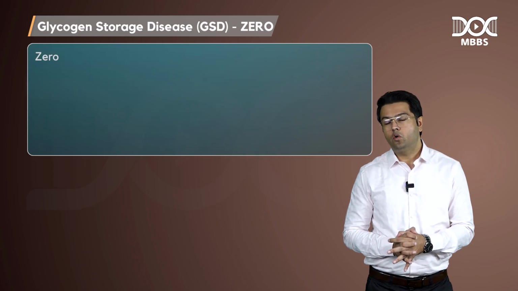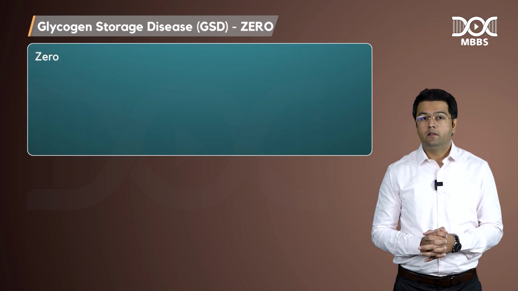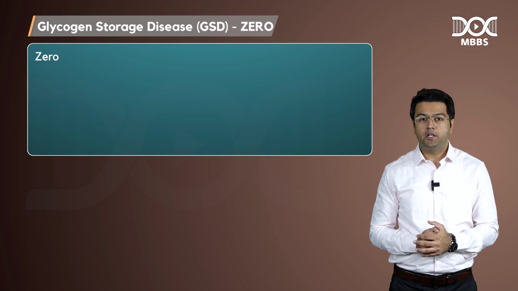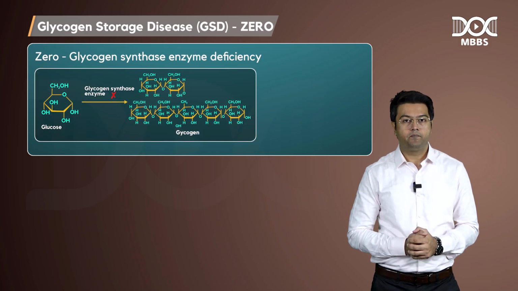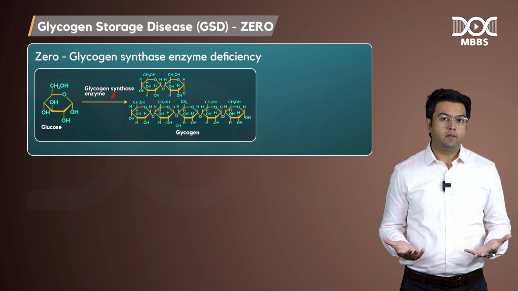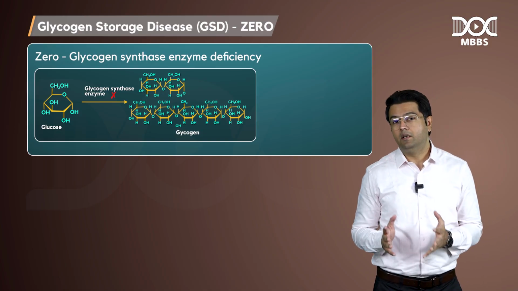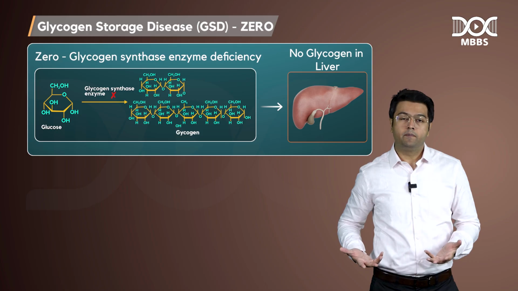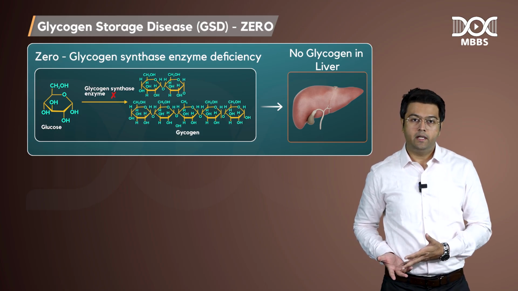So guys, 0 means what? The name of the enzyme which is deficient here is glycogen synthase. So guys, if there is no glycogen synthase, what will happen? There will be nil amount of glycogen in the liver. It is not formed, right?